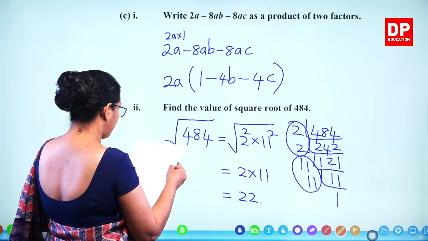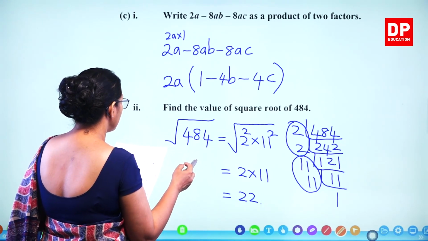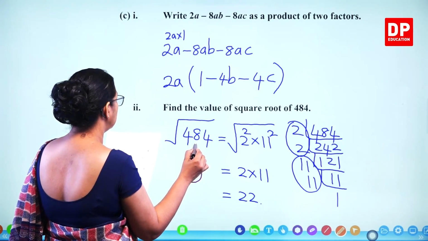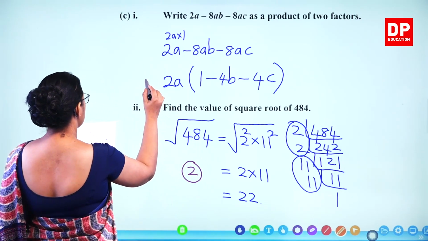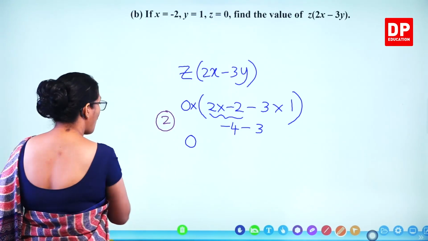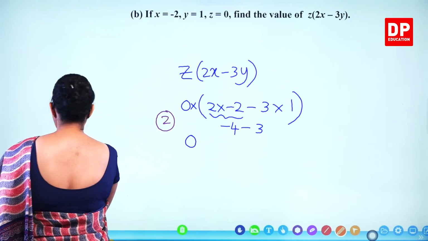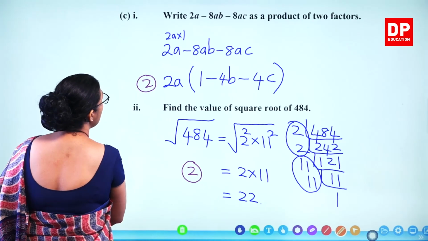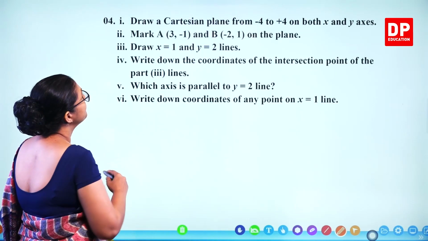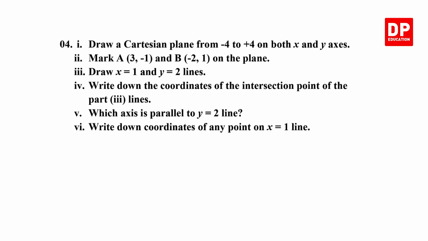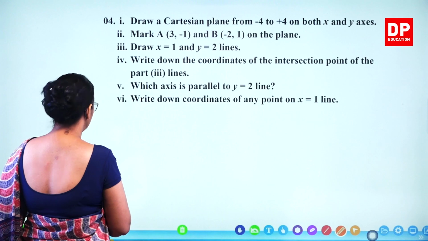So you are getting 2 marks here, 2 marks here. So let's see. 2 and 2, 4, 5, 6, and 5, 11 marks for that question as well. Now we'll take question number 4.